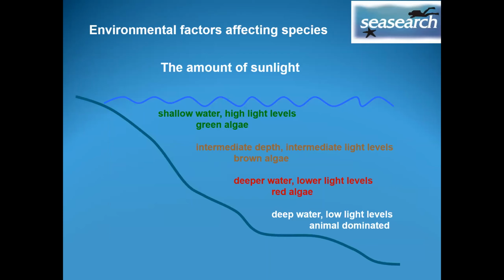Looking at what species you're going to be photographing, you need to think about the environmental factors that are going to affect them. If you're looking at a dive, in shallow areas you're going to get lots of light. You're going to get green algae. Further down, you're going to get brown. Further down, you're going to get red. And at the bottom, you're only going to get animals effectively. So when you're thinking about the species you're taking photographs of, you need to be aware of that transition and what's likely to happen.